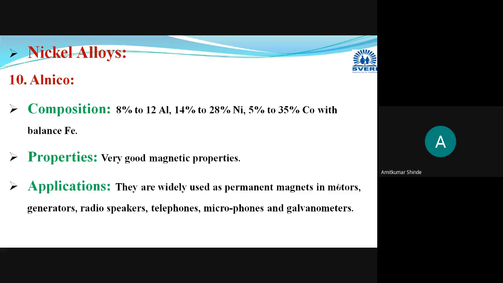If you remember any 3 to 4 nickel alloys, it will be sufficient. If they ask you specifically from these nickel alloys, they will ask about the first 3 alloys only. Other alloys are for your reference purpose. Just go through them and their applications. So in this way we have discussed the different nickel alloys.